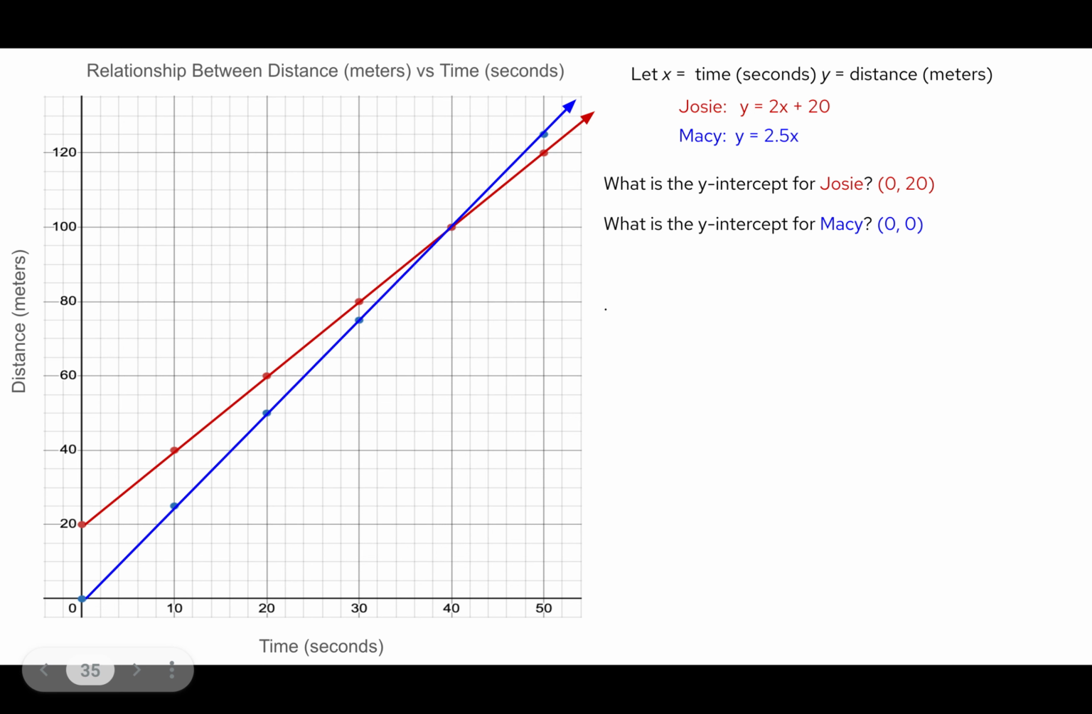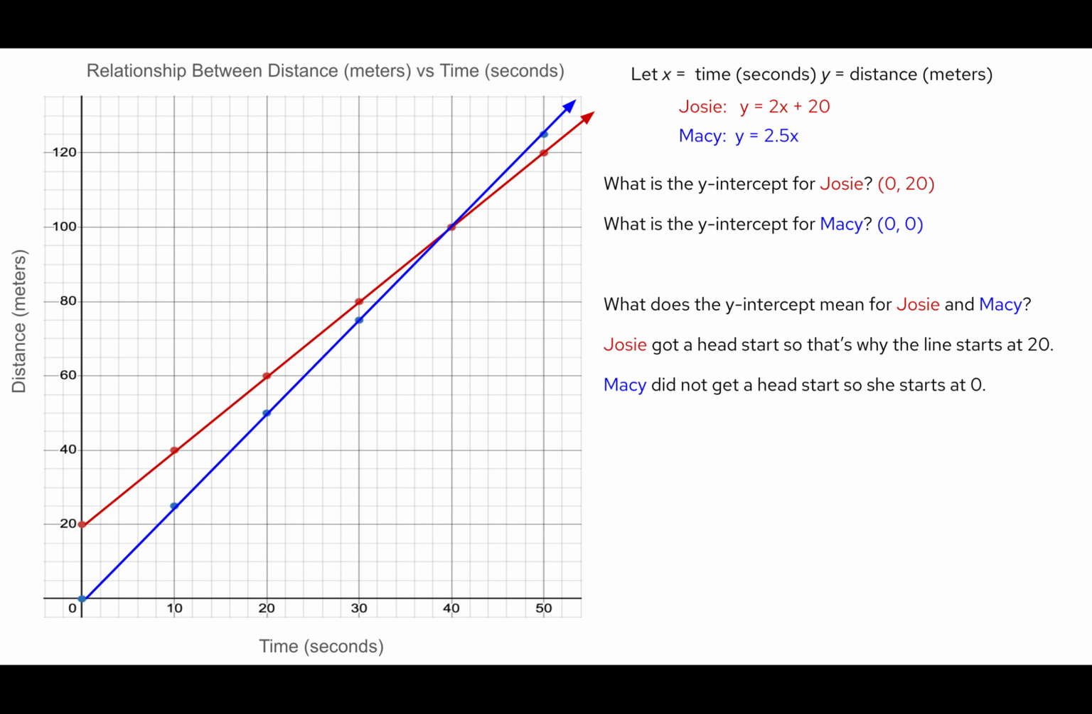It crosses the origin at 0, 0. So what does the y-intercept mean in this story? Well, in this story, Josie got a head start, and that's why hers crosses at 20. Macy did not get a head start, so that's why hers starts at 0.